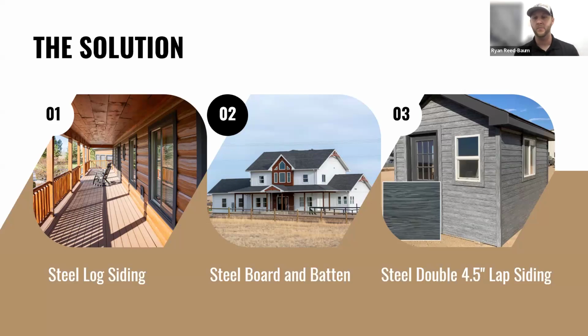Clapboard, you know, people say Hardie board, whatever it may be. It's more of a lap style, kind of emulating that cedar look, just like a cedar siding look on the side of the house. So we also have that as well that we've come out with. So we manufacture all three of these products.